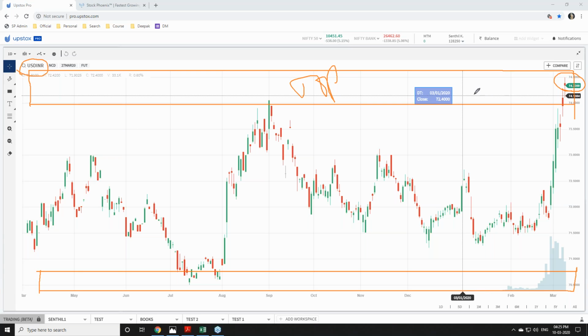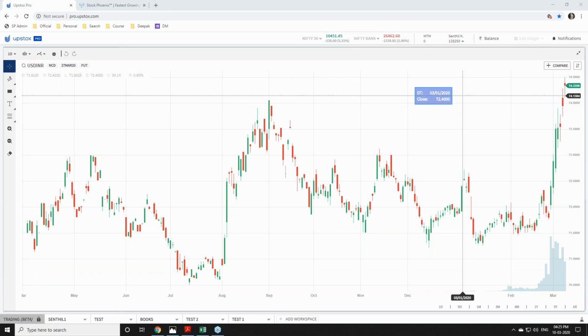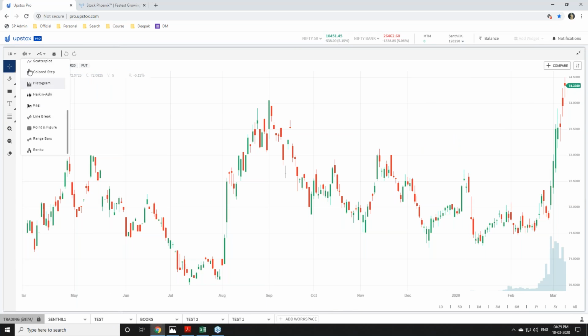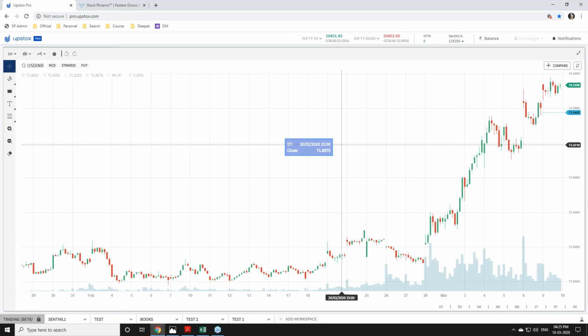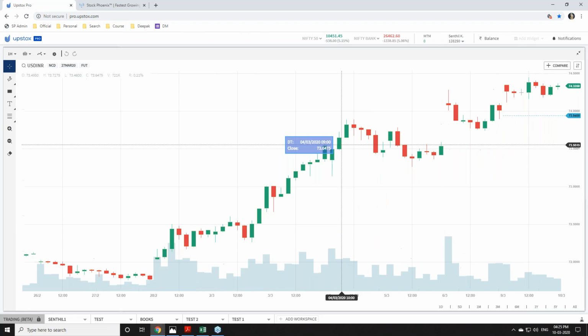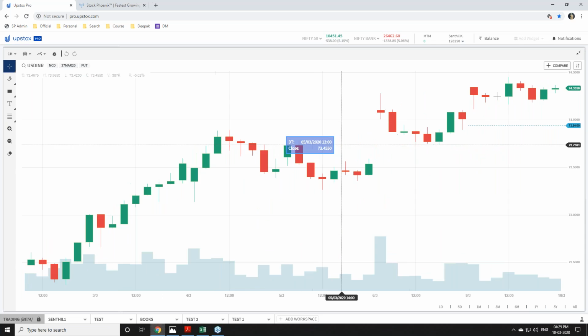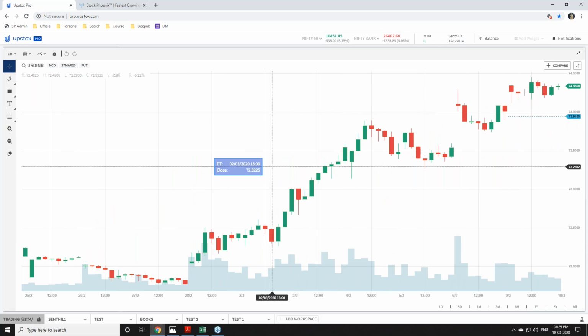Okay. So now we have to shift down to the lower time frame. Say, we will keep it on the 1 hour time frame, and let's keep it for the last 1 month.